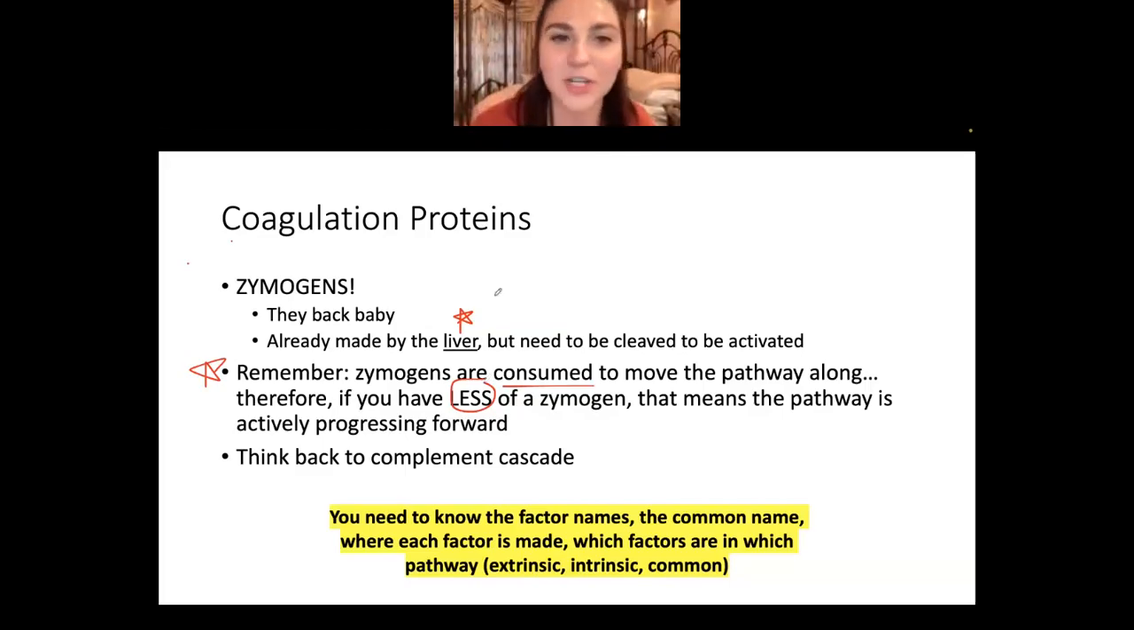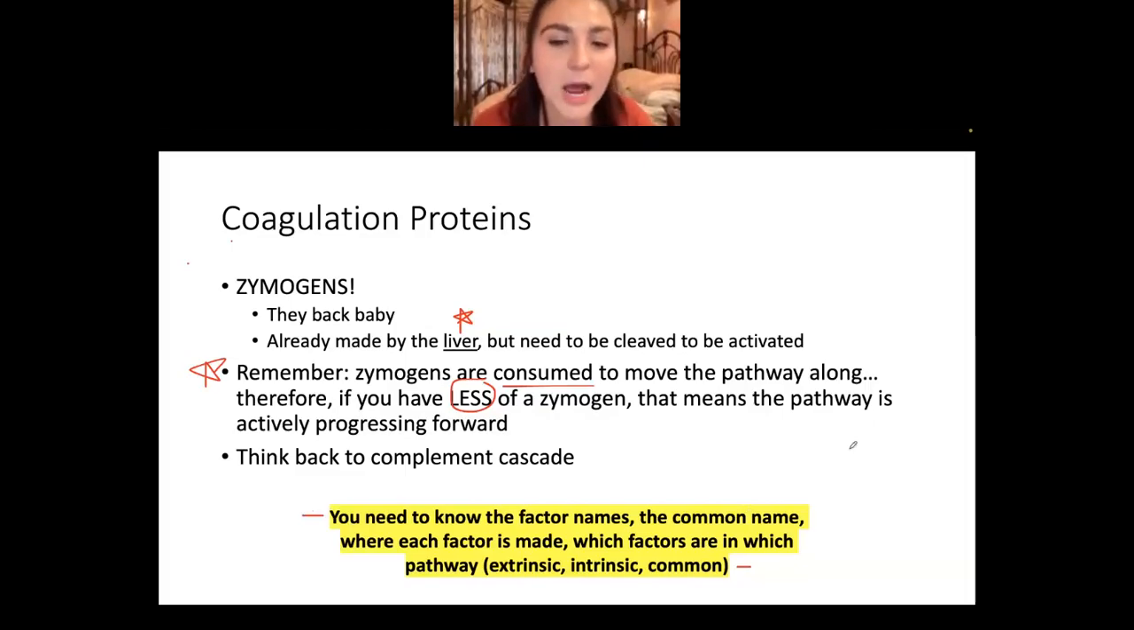If you're ever doubting anything with these coagulation proteins or the coagulation cascade, think back to the complement cascade. It's exactly the same. Here are my little you-need-to-knows, for boards, for your exam, for everything. These are just things that will come up.